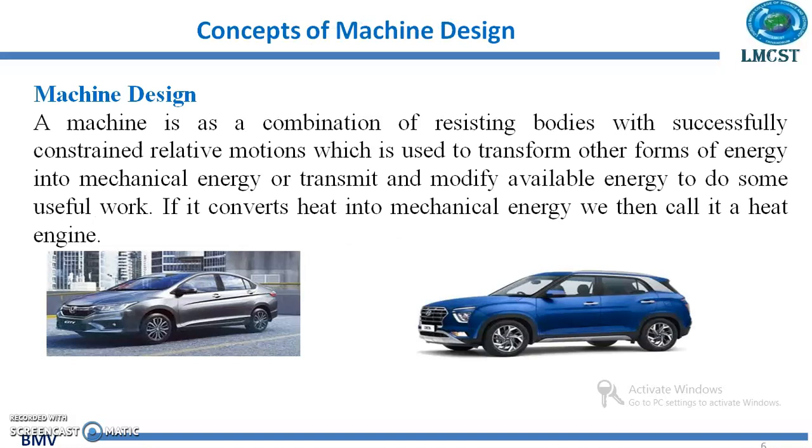Now let us see machine design. A machine is a combination of resisting bodies with successfully constrained relative motions, which is used to transform other forms of energy into mechanical energy or transmit and modify available energy to do some useful work. If it converts heat into mechanical energy, we then call it a heat engine. So I have taken an example of a car. Now let us see how this car engine works to understand this concept of machine design.